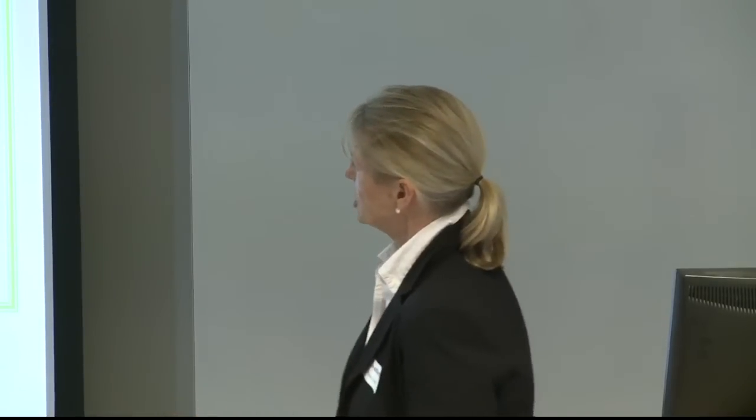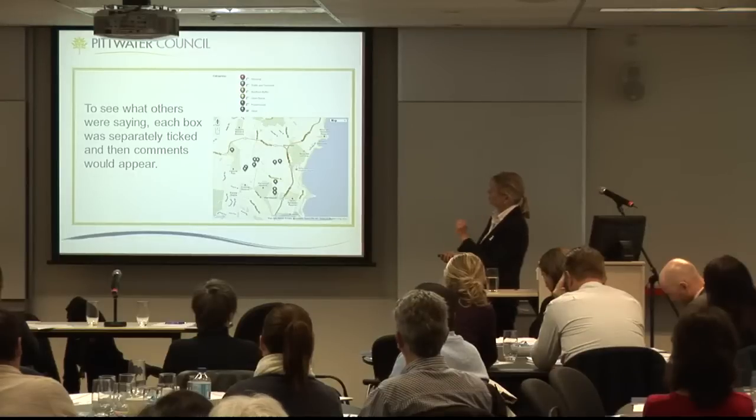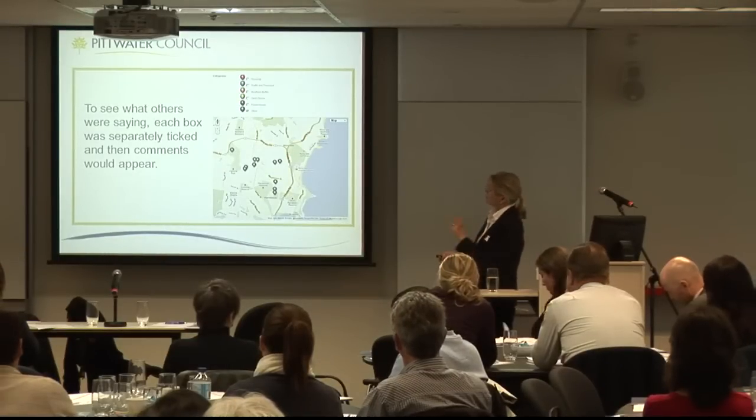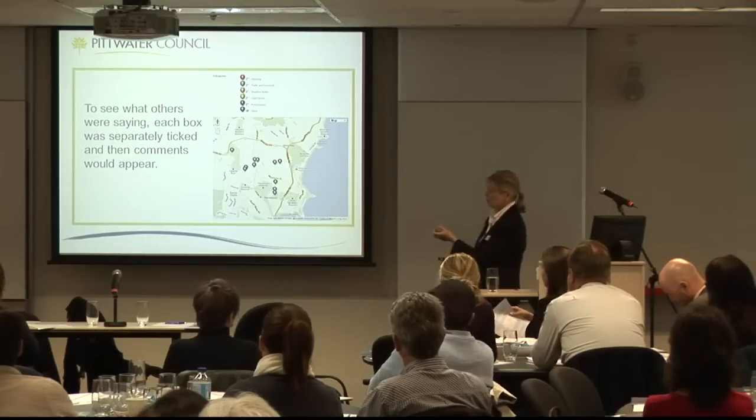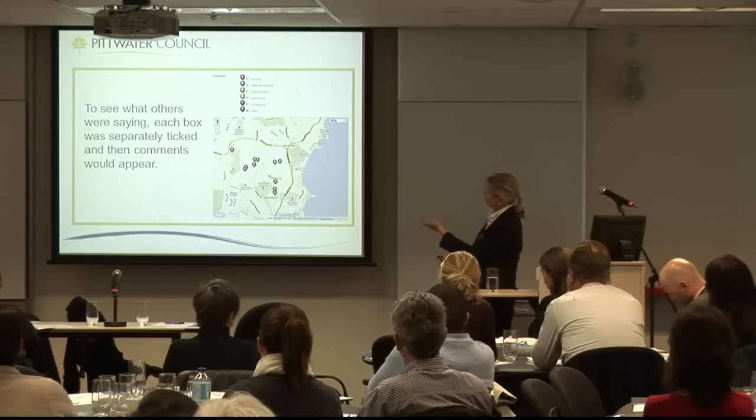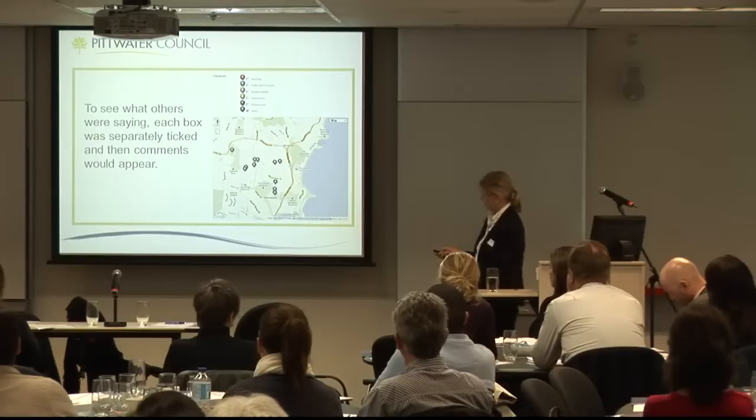So to see what others were saying, each box was separately ticked. So if you wanted to see what people were talking about open space, you would just take your mouse and click the green marker, and the green markers will then drop into place. As you can see here, we have comments talking about other stuff, so they are there.